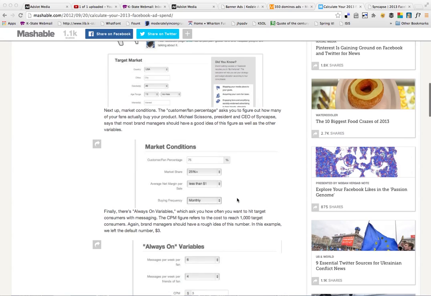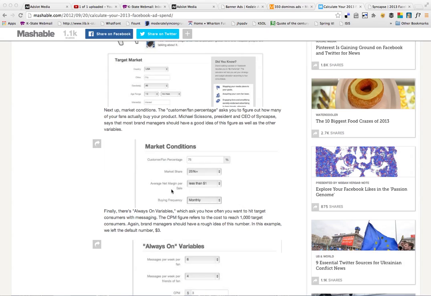So on Facebook, you can buy a CPM ad, a cost per thousand for impressions, a cost per click ad, or the new thing they've got is a cost per action, which is basically to get a like, to get a comment, to get a share, to get a person to follow you or something like that.